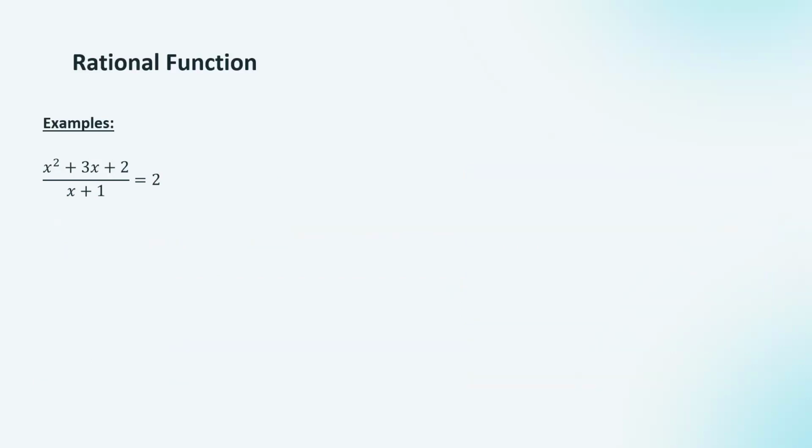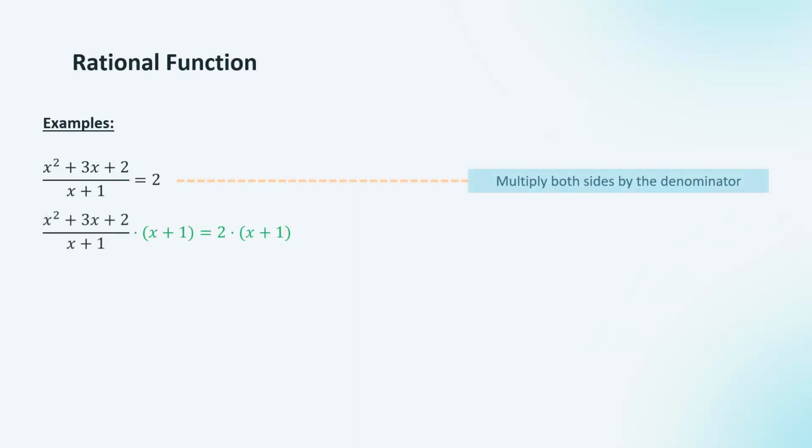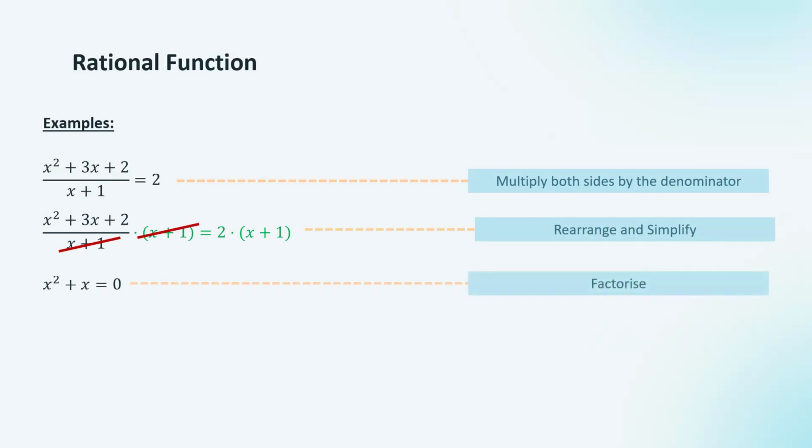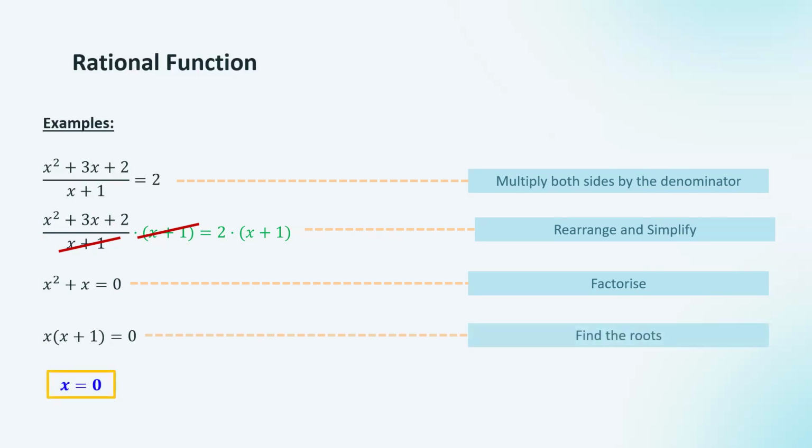So let's take a look at the next example. We are going to work on the second type of the rational function, but the way of solving is going to be very similar. We should multiply both sides by the denominator. After we multiply it, we can cross out what we can cross out. And then we rearrange and simplify the equation. After we rearrange it, it ends up as a simple quadratic equation, which we can factorize. And after we factorize, we get x times x plus 1 equals 0. So the answer should be x equals 0 or x equals minus 1.